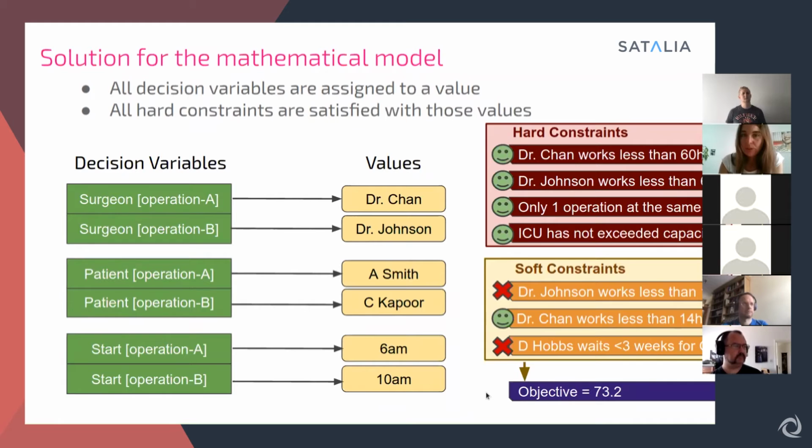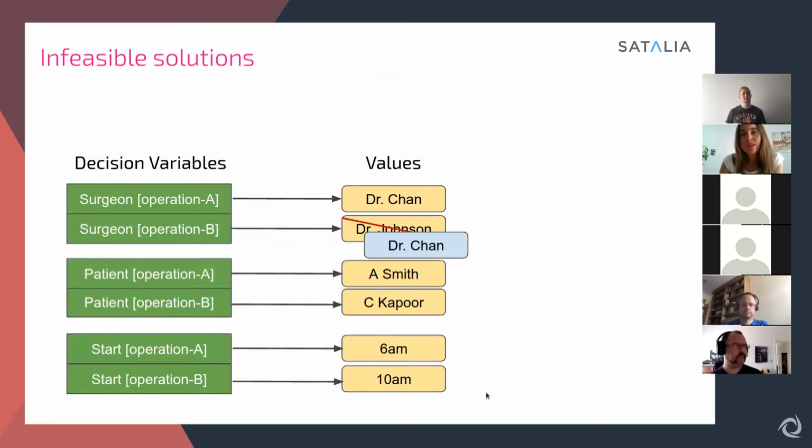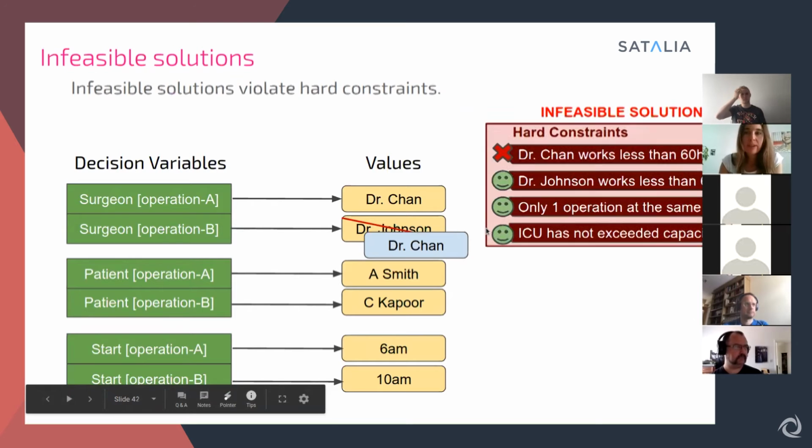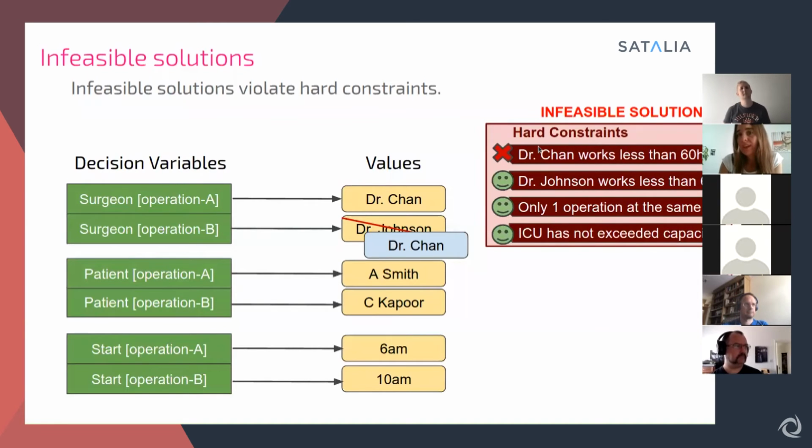So now what we can do is we can also change the solution. Let's say we replace Dr. Johnson with Dr. Chen. And in this case, what can happen is that we violate a hard constraint. And in this case, our solution is what we call infeasible. So an assignment where we assign a value that breaks a constraint, that's what we call an infeasible solution.